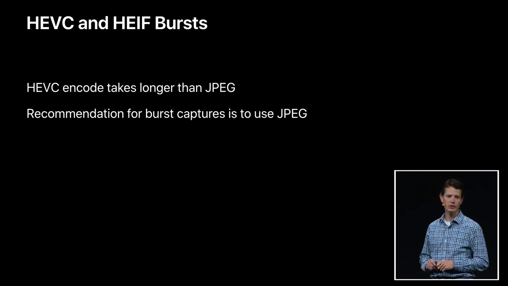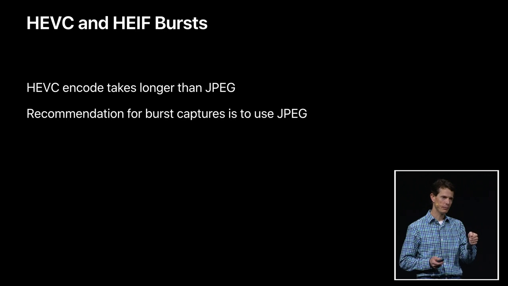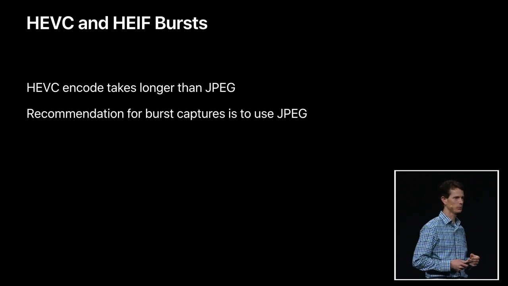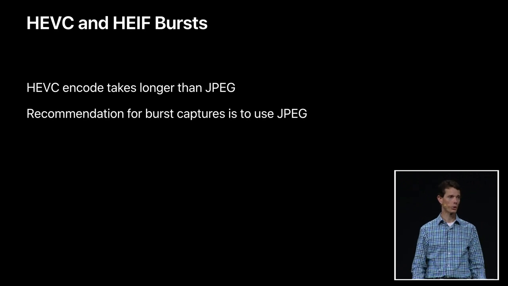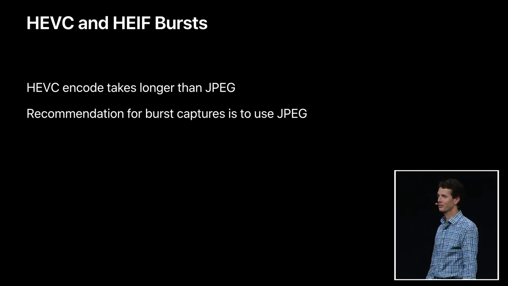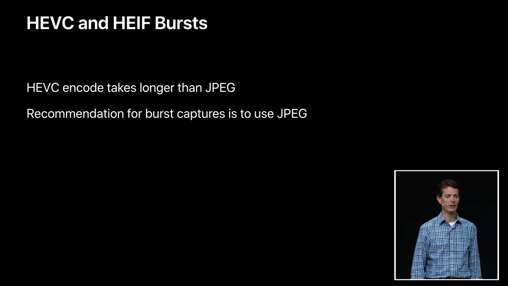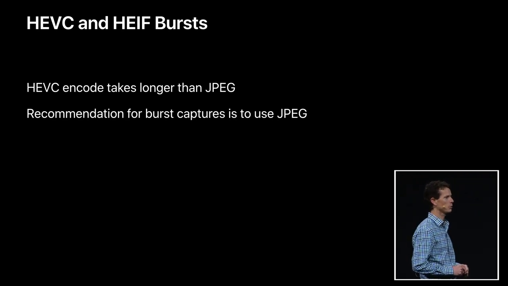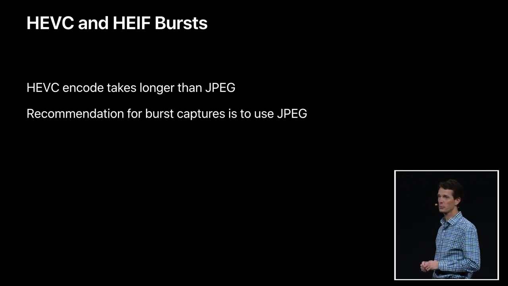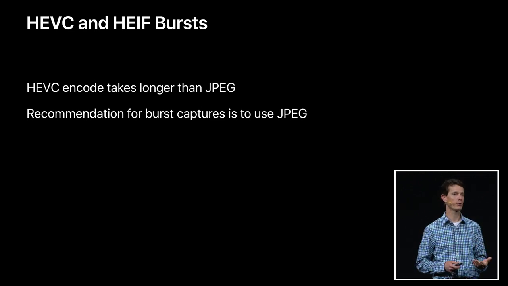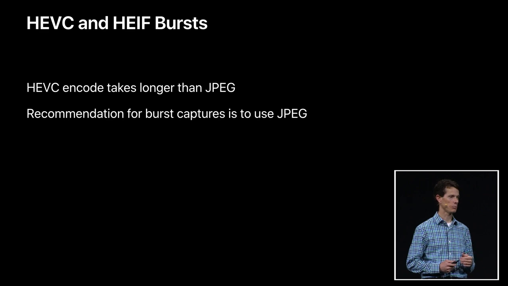Another concern is HEVC and HEIF bursts. This is where you mash on the button and you're trying to get a constant frame rate, maybe 10 frames a second of captured images. HEVC encode obviously is doing a lot more work than JPEG did. It's delivering a file that's half the size of JPEG. Therefore, HEVC encode does take longer. Now, we've benchmarked, and we're comfortable that HEVC HEIF can meet the 10 fps minimum requirement for bursts. But if you need to capture at a higher frame rate than that, our recommendation is to go back to JPEG for bursts.